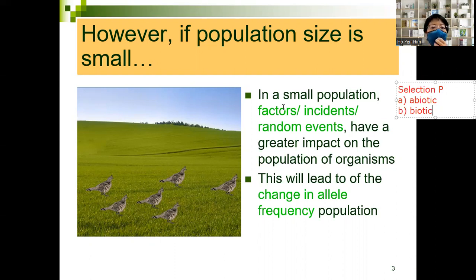So in a small population, the factors, the incidents, the random events, all included in this selection pressure, have a greater impact on the population of organisms. So this will lead to change in the allele frequency easily.